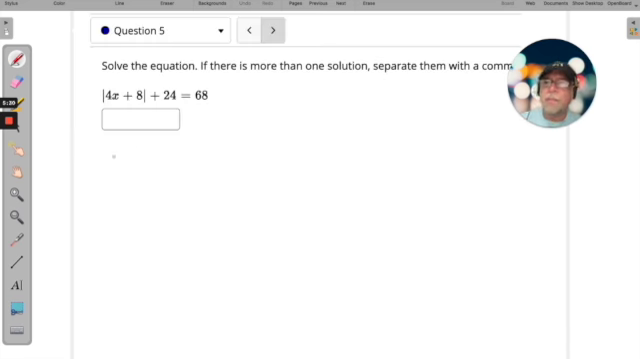Next up. Okay, we're going to solve this out. If there's more solutions, separate with a comma. Okay, well, 4x plus 8, and plus 24 equaling 68.